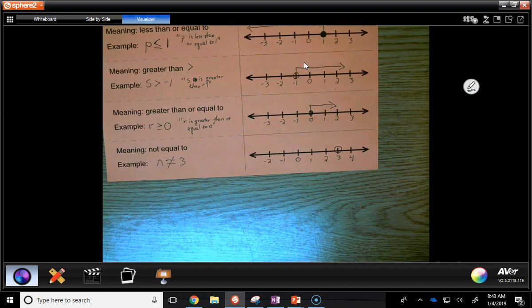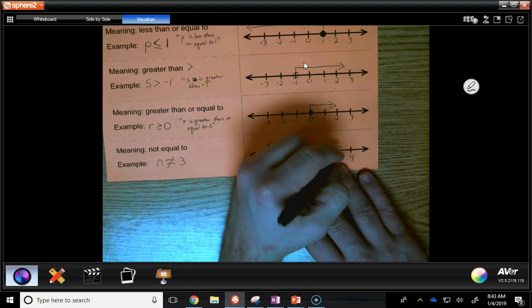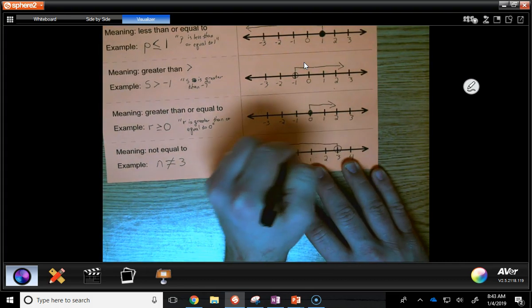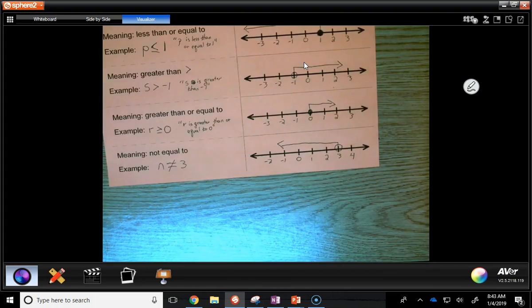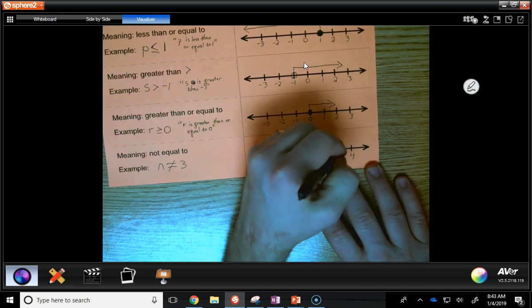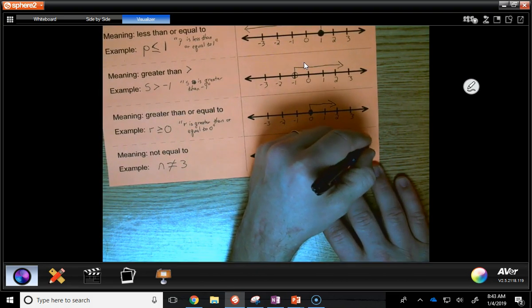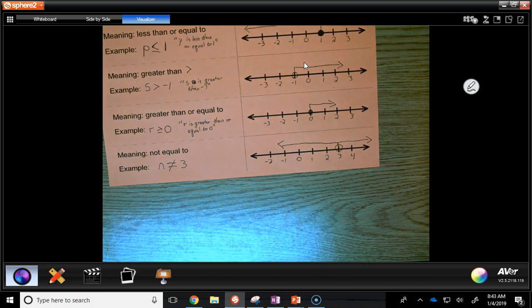Alright, let's come back together. What do you guys think? What did you come up with? Caitlin, what do you think, hon? I think that the arrow should go on both sides. Perfect. The arrow is going to go in either direction. My answer can be less than 3, or my answer can be greater than 3.